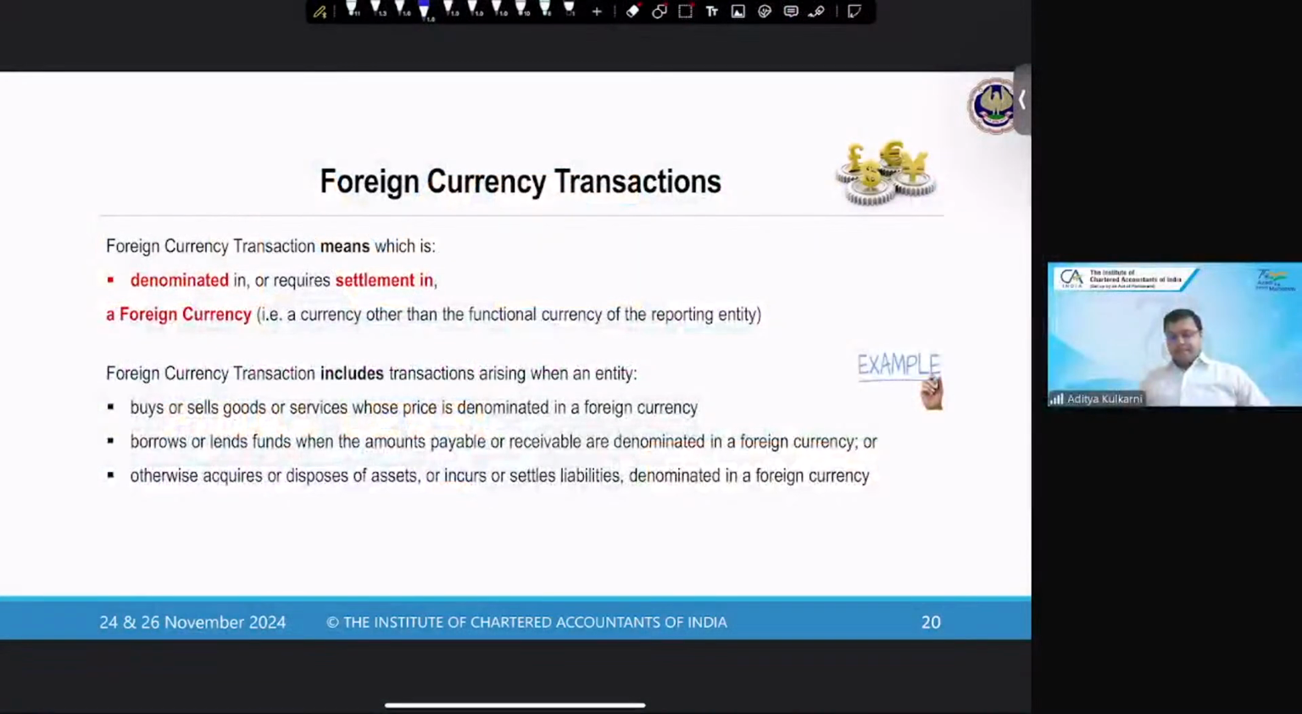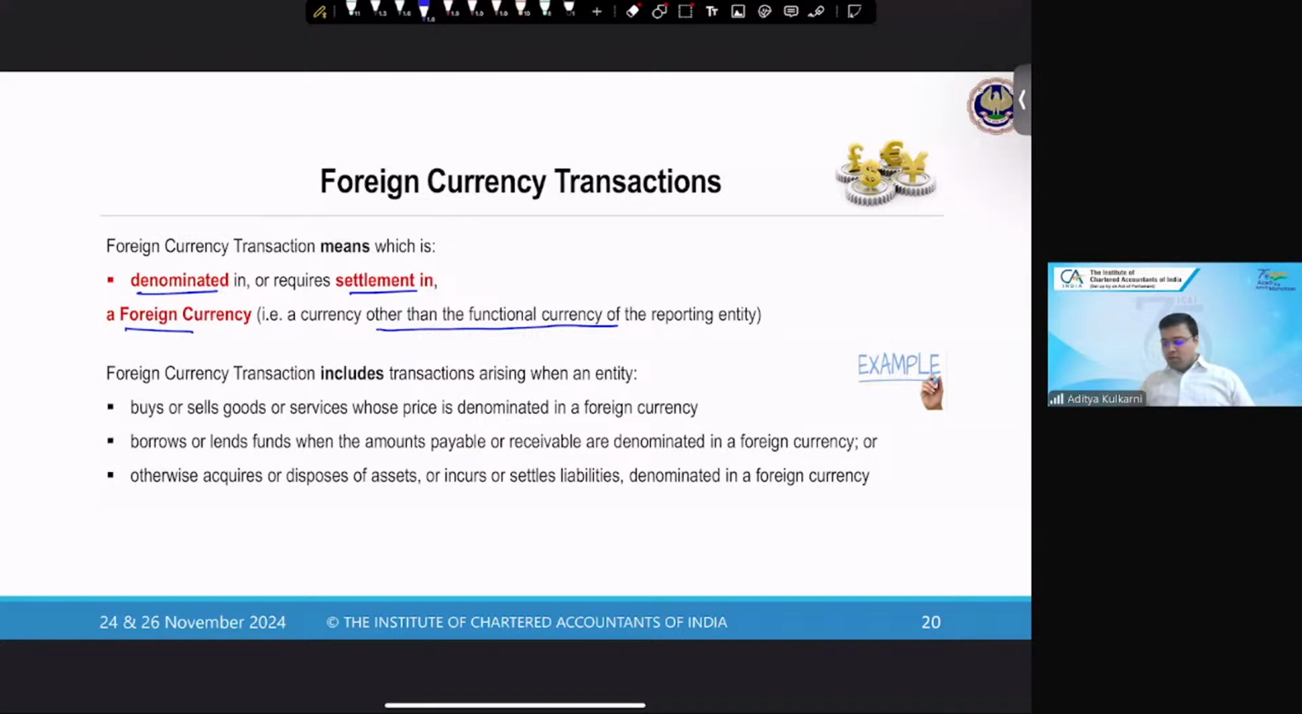Foreign currency transactions. So now, what does a foreign currency transaction mean? It is a transaction which is denominated in or requires settlement in a foreign currency. What is foreign currency? Any currency other than the functional currency of the reporting entity becomes your foreign currency. So when we do this denomination or settlement in a foreign currency, that becomes a foreign currency transaction.